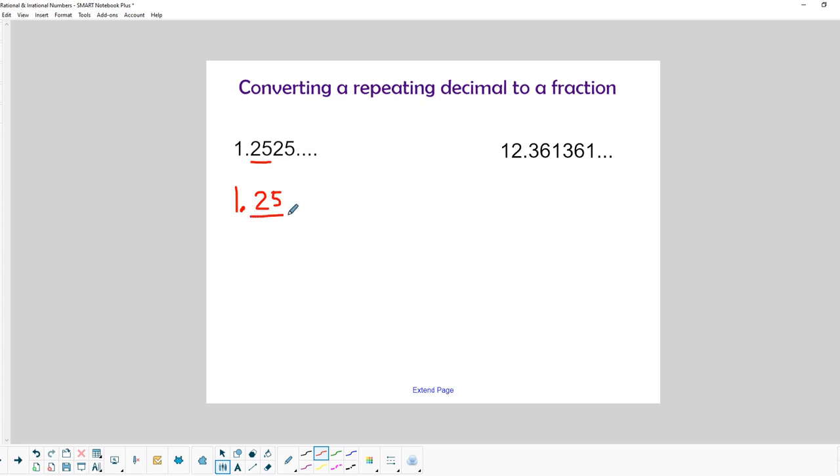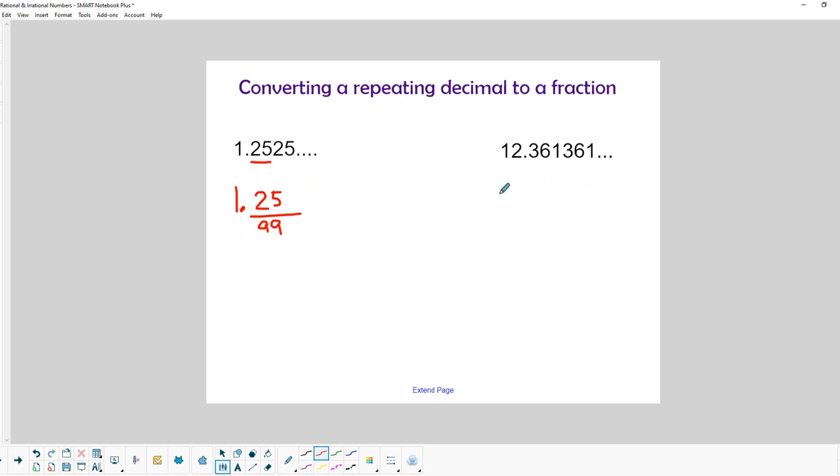And instead of writing that over 100, because this is a repeating decimal, we're going to write it over a 9 and a 9. So 2 9s, one less than 100. So you take however many digits repeat and put that many 9s under it to create your fraction.